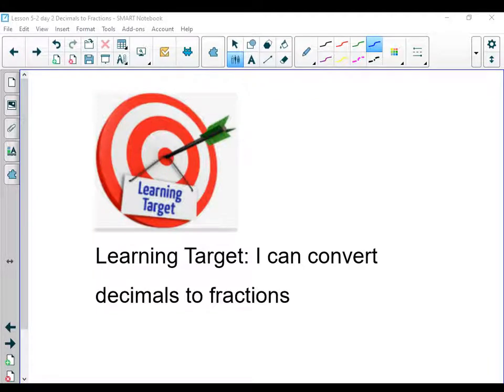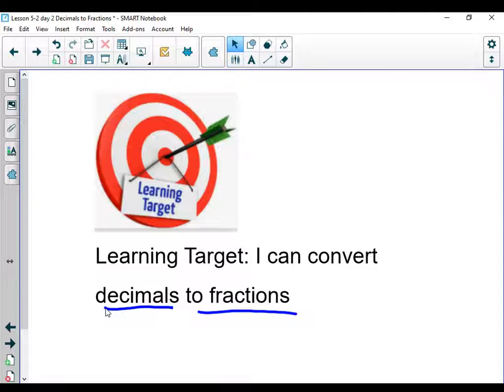If you remember, we are just starting our fractions chapter. This is actually day 3 of fractions. But today, we start with decimals and convert them to fractions. So the opposite of the last lesson. And there's 2 strategies, kind of 3.